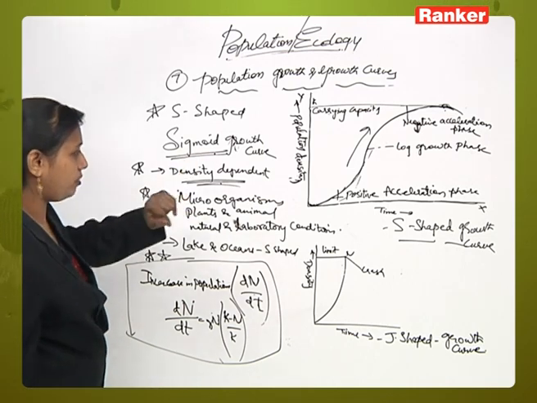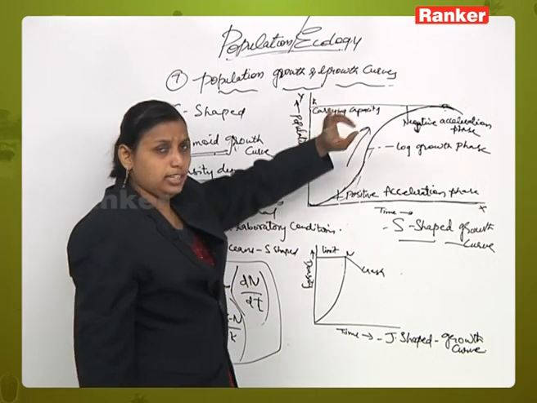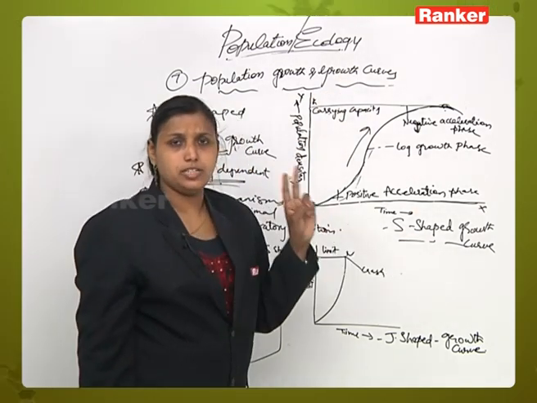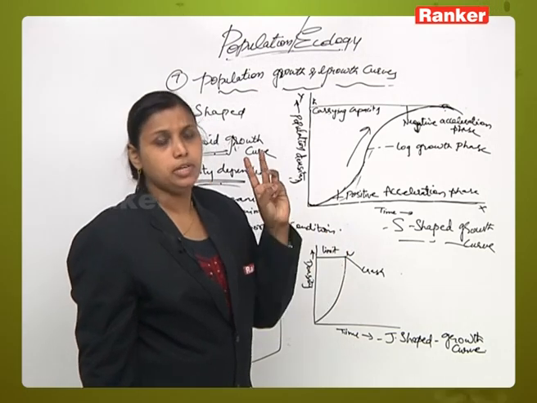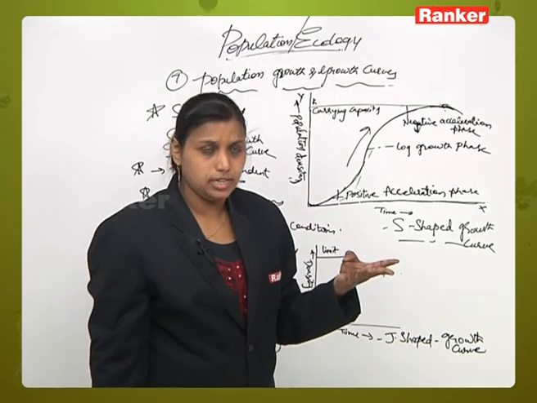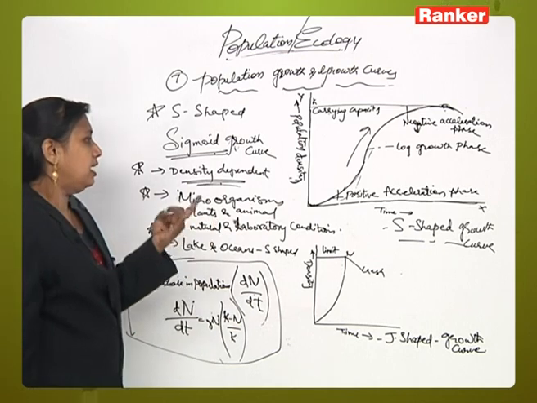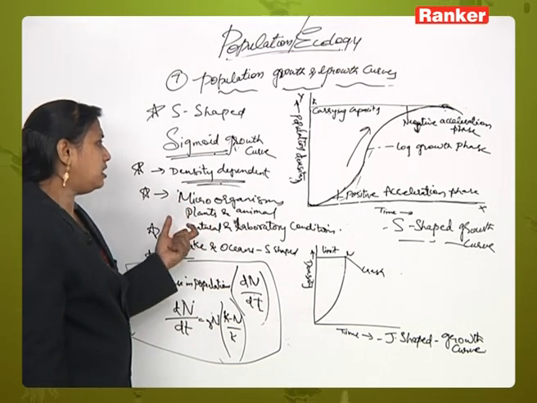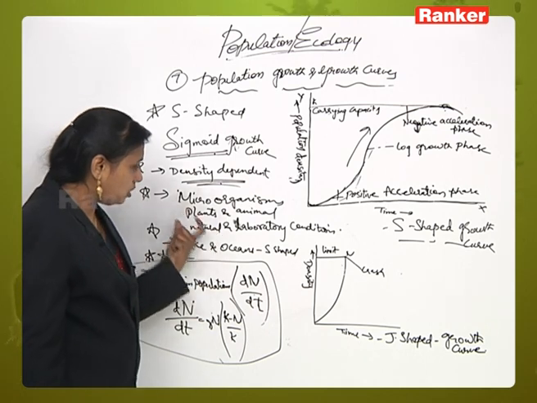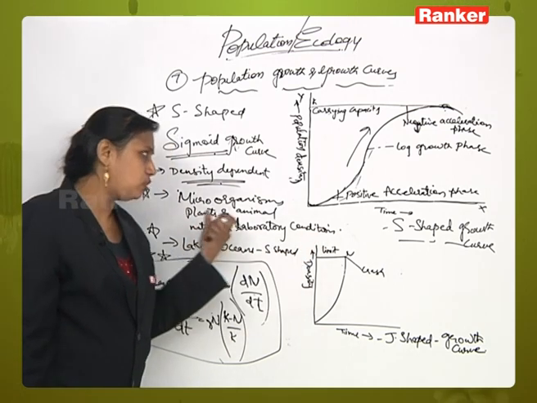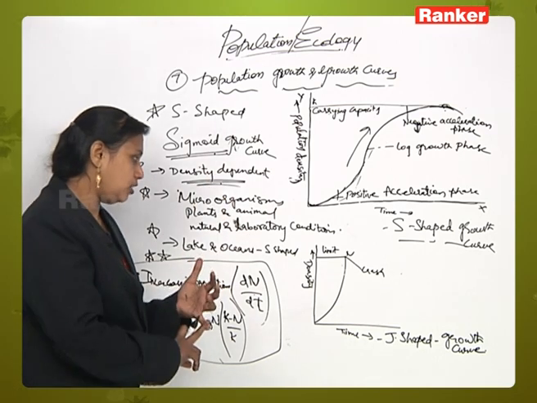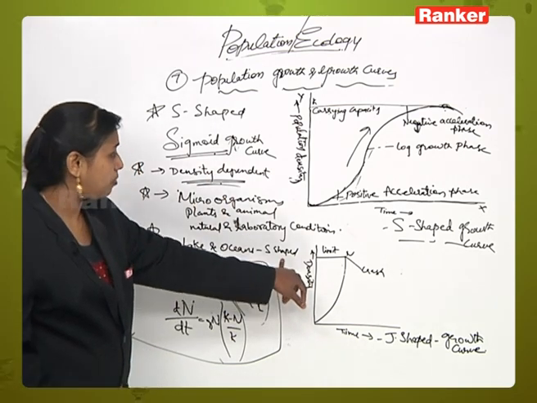What questions you will get from here is, there are types of growth forms. First point, S-shaped growth form. Second point, it is also called sigmoid shaped growth form. Third point, it is a density dependent growth form. And fourth point, many populations of microorganisms, plants and animals living under both natural and laboratory conditions will show this type of growth curve, and the animals belonging to lakes and oceans also show this type of growth form.